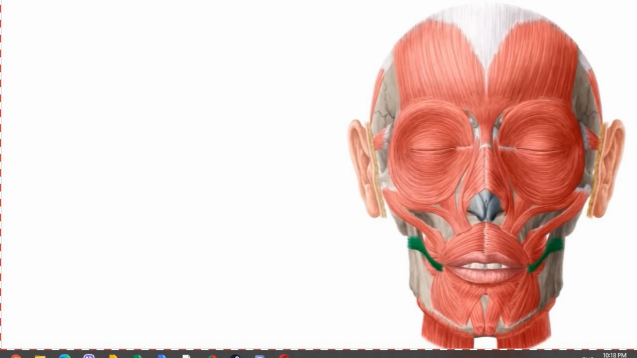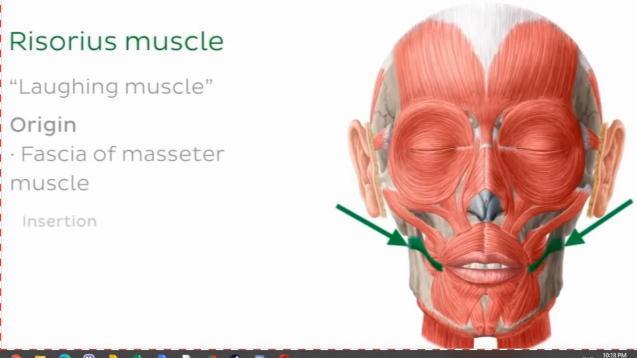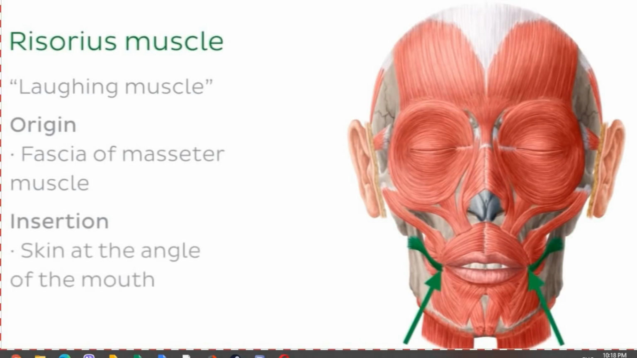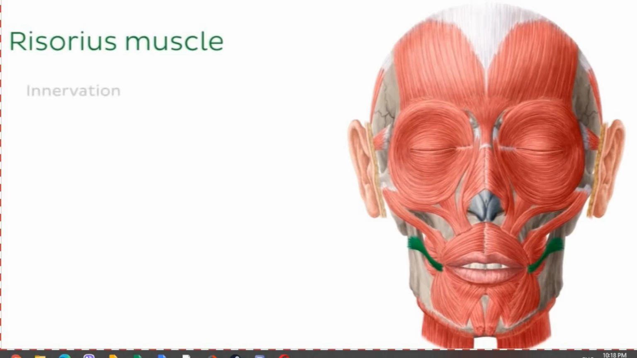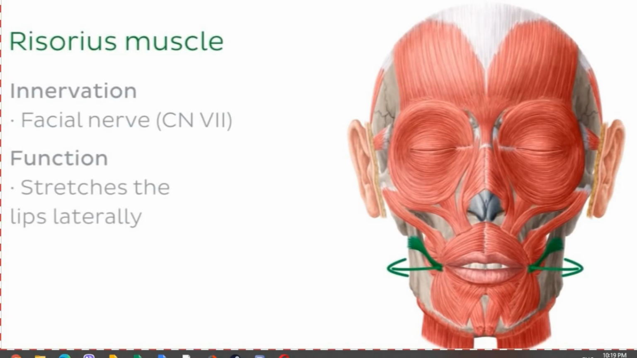The next muscle, the risorius muscle, is also commonly referred to as the laughing muscle. This thin muscle has its origins in the fascia of the masseter and inserts into the skin at the angle of the mouth. It is also innervated by the facial nerve. The reason the risorius is also known as the laughing muscle is because it stretches the lips laterally, retracting the labial commissure when it contracts and effectively widening the mouth, such as when smiling.